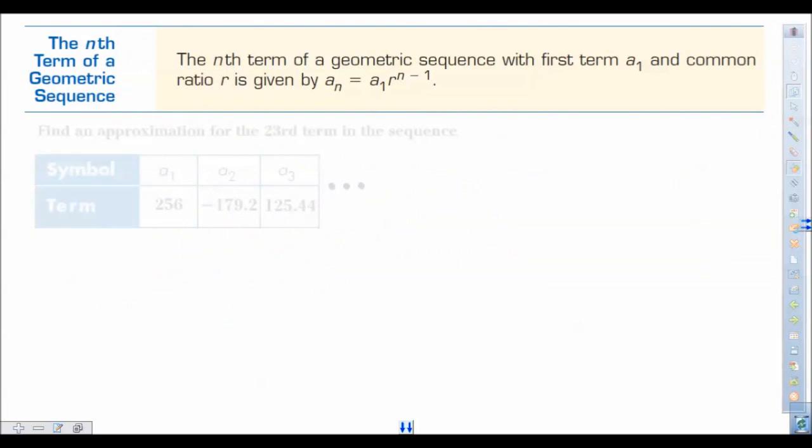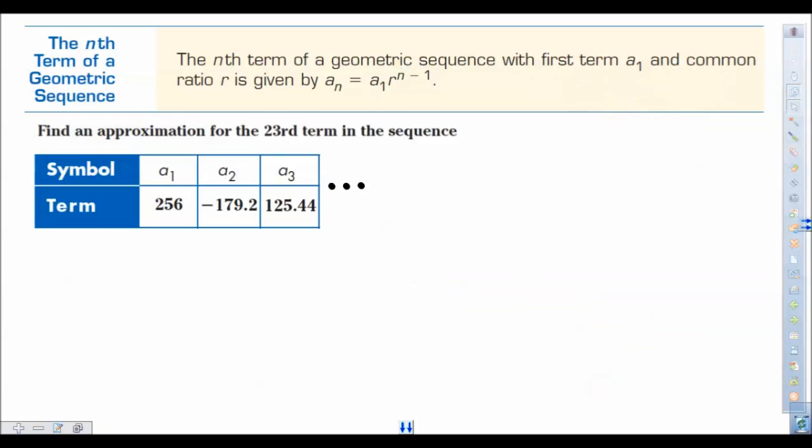Now we can develop a general rule for this. To find any term in a sequence, we take the first term and multiply by R raised to the n-1. Very similar to when we were dealing with arithmetic, where we had n-1 telling us that many D's. Well, this time it's telling us n-1 R's that we have here.